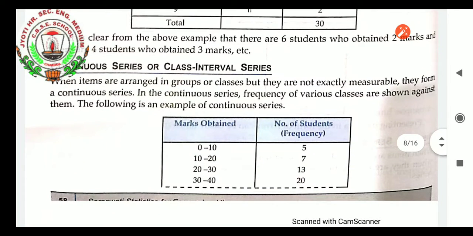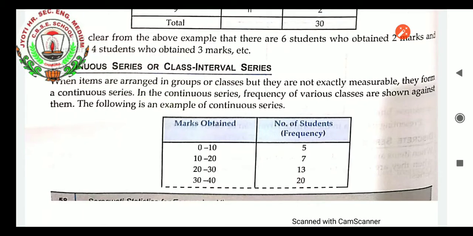Continuous series or class interval series, students. A continuous series is that series in which a group of numbers is there before the frequency. When items are arranged in groups or classes but they are not exactly measurable, they form a continuous series. In the continuous series, the frequencies of various classes are shown against them. The following is an example of a continuous series.